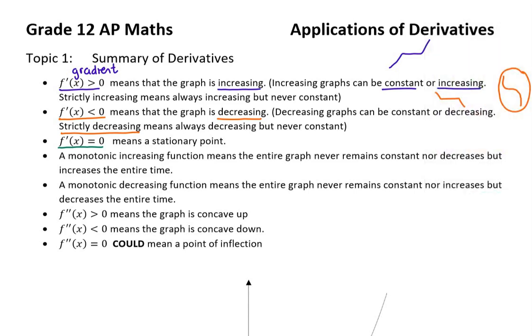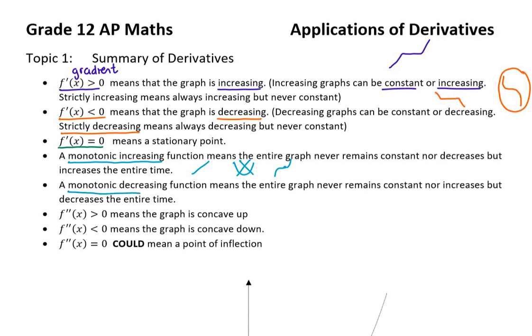Right, a new word for us, a monotonic increasing function, means the entire graph never remains constant nor decreases, but increases the entire time. So for example, a straight line going up would be a monotonically increasing function. A parabola, however, would not be, because it was decreasing and stationary. The cubic graph that looks like that and has a stationary point would not be monotonically increasing, because it is stationary at a point.